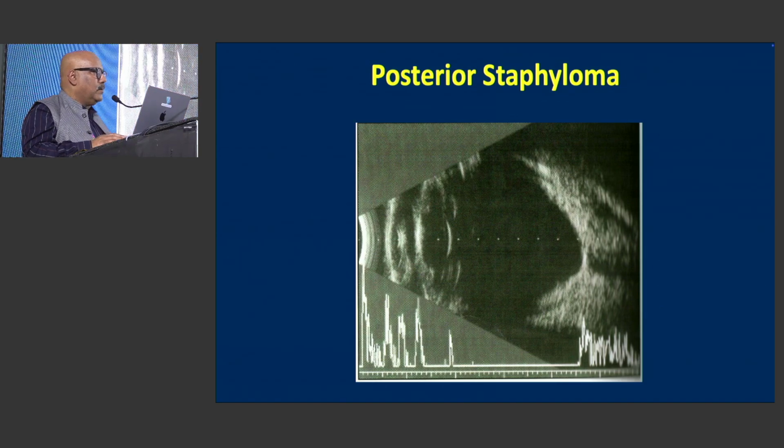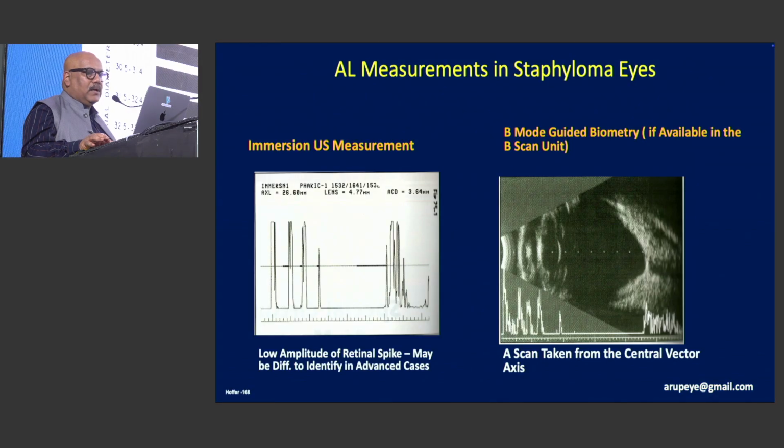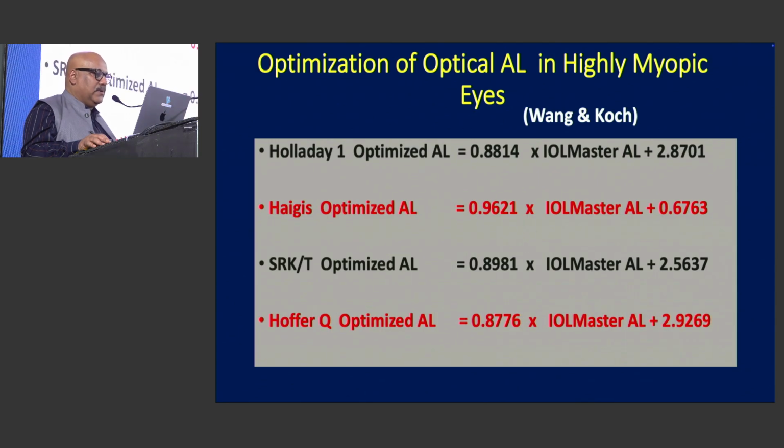With staphyloma, if you measure the anatomical axial length, you're going to measure a falsely long axial length. That can be overcome by using the A scan taken from the central vector axis of the B scan. Your A and B scan machine should be able to tell you exactly where the fovea is and then take the axial length measurement there. That is when you are doing ultrasound biometry, immersion type.